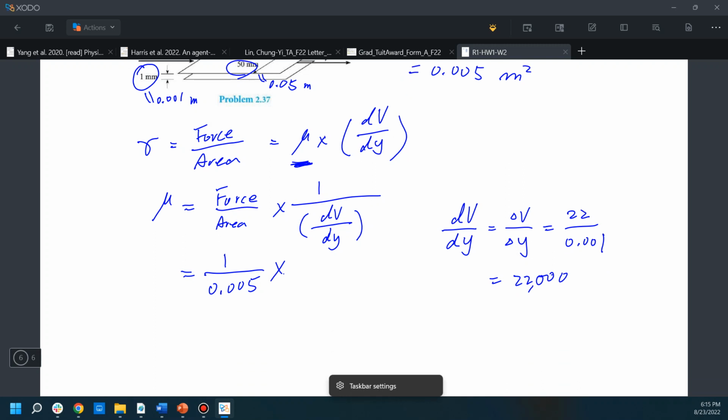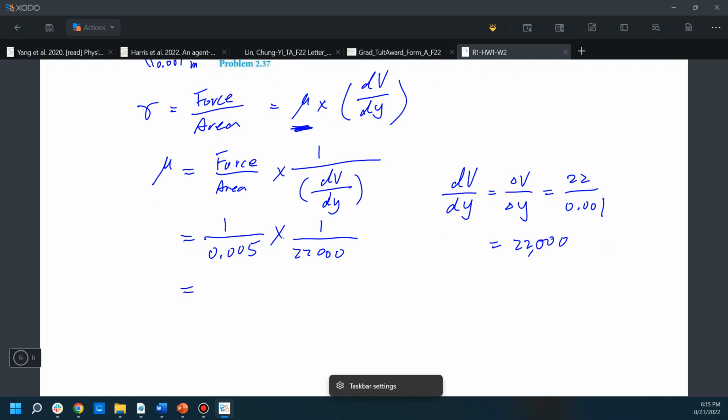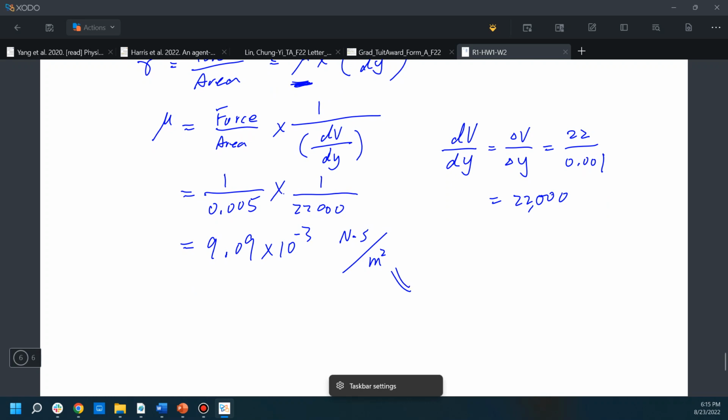Then we can plug these into this equation. Then we can get the value for the viscosity. That is equal to 9.09 times 10 to the power of minus 3, with the standard SI units for viscosity, the Newton times second divided by square meter. Okay.